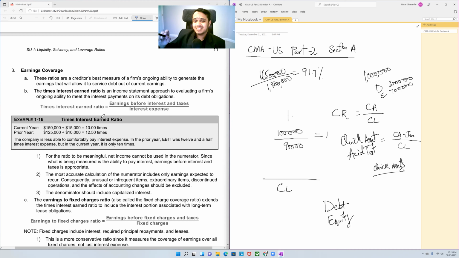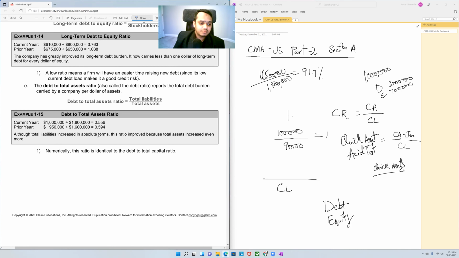Now what does it say? It is nothing but how many times you can cover your interest expense. How many times your income can cover your interest expense? That's what you calculate here. That's why in this particular problem, they have written times. These many times it can cover.